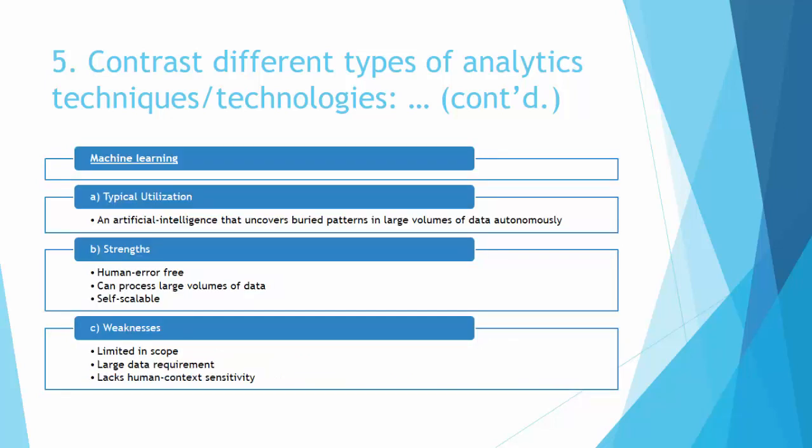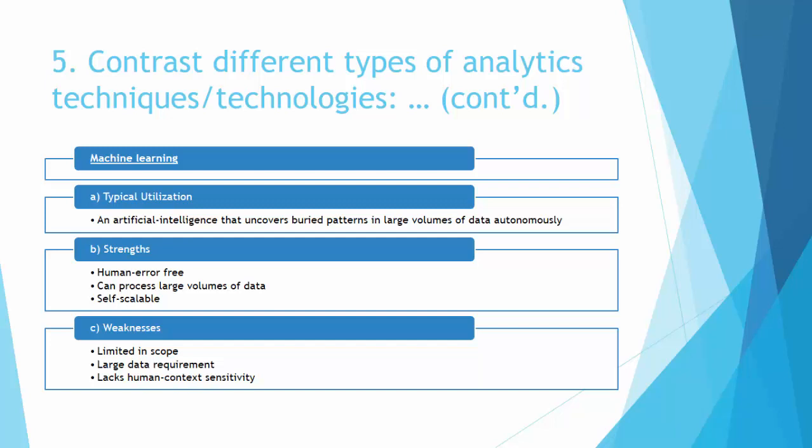Number five, machine learning. Now, machine learning is a field of computer science that gives computers the ability to learn without being explicitly programmed. The typical utilization of machine learning works as an AI that uncovers varied patterns in large volumes of data autonomously. Machine learning tasks are typically classified into three broad categories depending on the nature of the learning signal or the feedback available to the learning system. These three categories are supervised learning, unsupervised learning, and reinforcement learning.